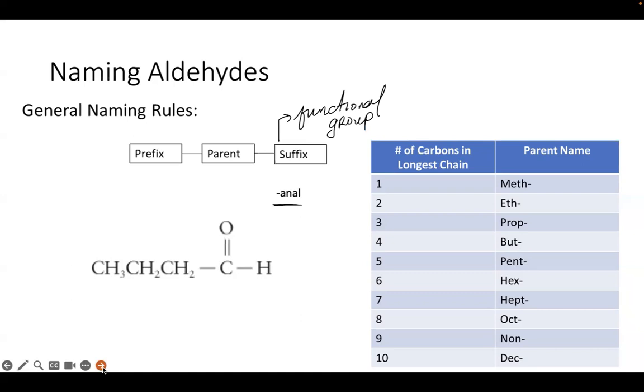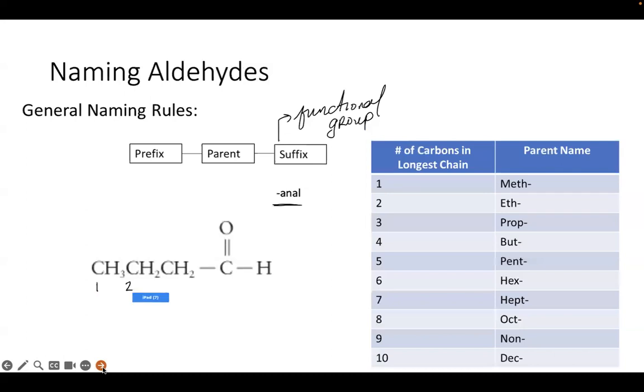Well, that's that. Everything else still applies. So we still want to figure out how many carbons are in the chain, and that will be the parent name. We still want to take care of any branches with a prefix. Everything else still applies. So let's go ahead and name this structure I have here.